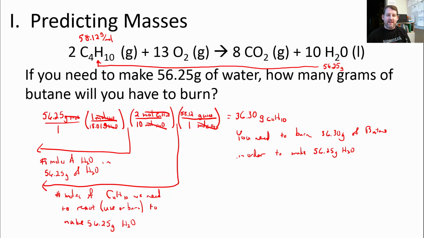Now you can word this any way you want. You could have said, in order to make 56.25 grams of water, you need to burn 36.3 grams of butane. It's totally fine as long as you have the meaning of those numbers clear. And those meanings just change depending on what you're doing. So you have to always be thinking about, what does the number mean? Because in chemistry, a number without meaning is, well, obviously it's meaningless.